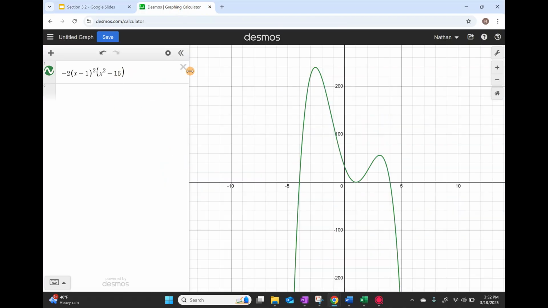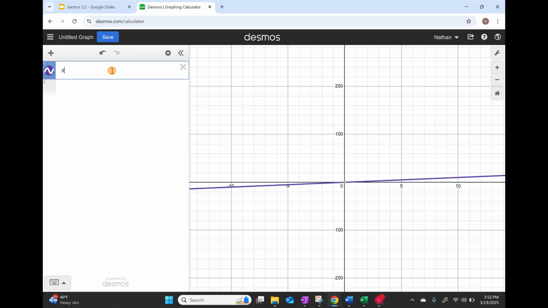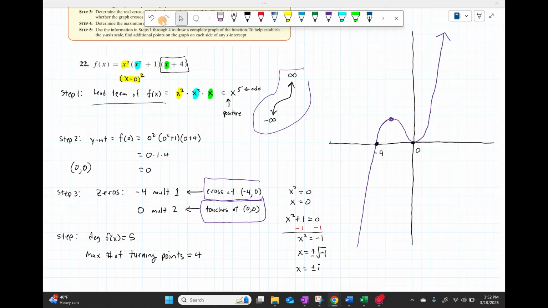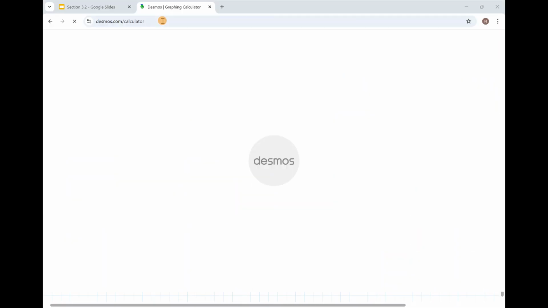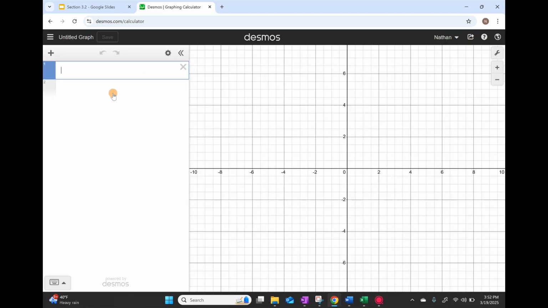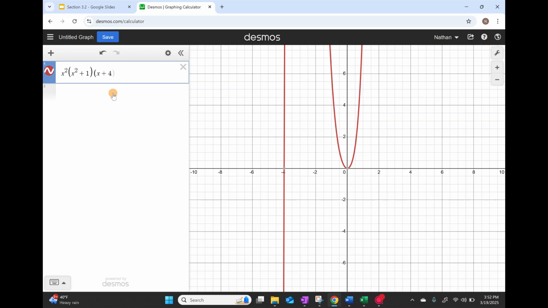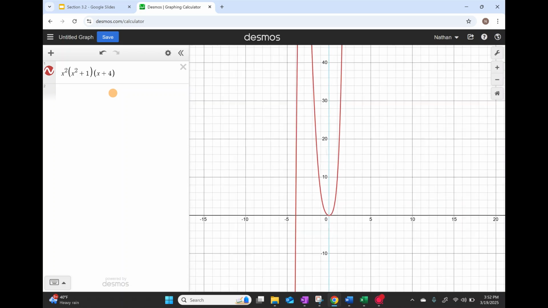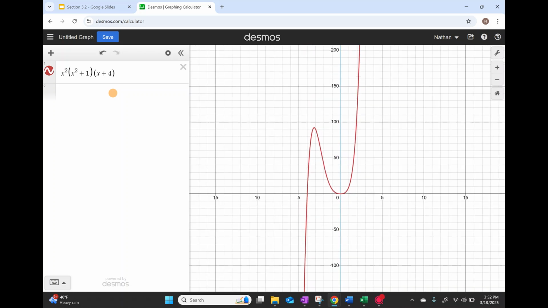And let's double check our work. x squared. Oh, let me reset this. So it's x squared times x squared plus 1. And then I think it's x plus 4, if I'm not mistaken. Okay. And to be honest, our graph looks pretty good.